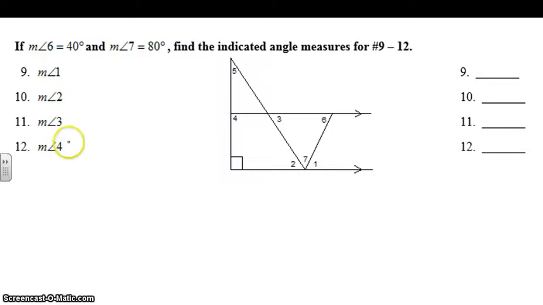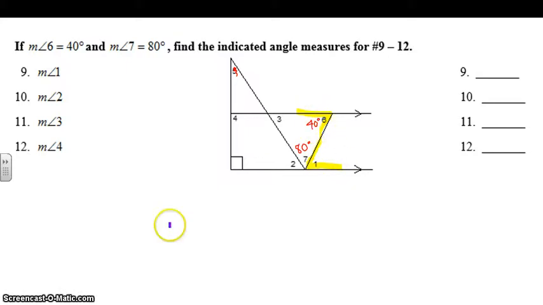Okay, on 9 through 12, we're given this information, and you notice you've got arrows, you've got one set of parallels. The measure of angle 6 is 40 degrees. The measure of angle 7 is 80 degrees, and we want to find 1, 2, 3, and 4. We're not finding 5 up there, so we don't need that. Hopefully you're looking for some letters. So let me get my highlighter here real quick. All right, so on my highlighter, I have a Z right here.